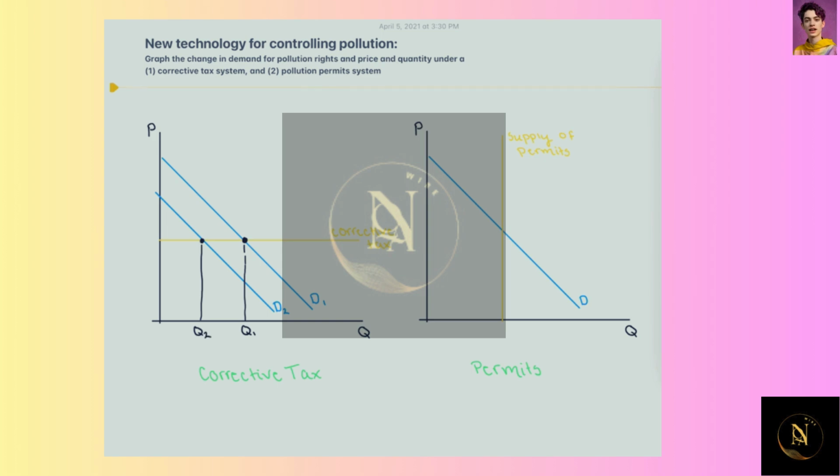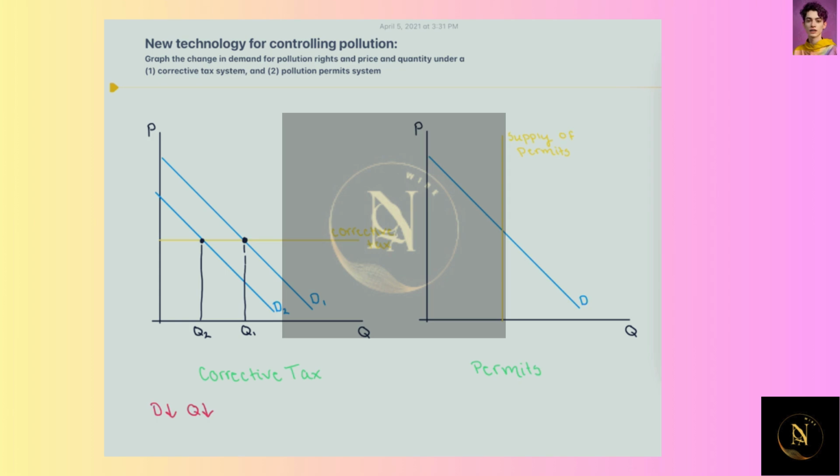So we see as a result of this, because we still have this corrective tax, right? That bit hasn't changed. So it's just this demand that's shifting, and our equilibrium is still going to be that point at which our corrective tax curve and our demand curve intersect. So as a result of this improvement in technology, we see that our demand decreases and our quantity decreases. And that happens because all of a sudden it's much cheaper and easier as a result of this technology to control pollution. Now, let's move on to this permit side over here.